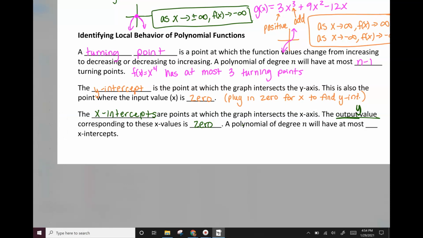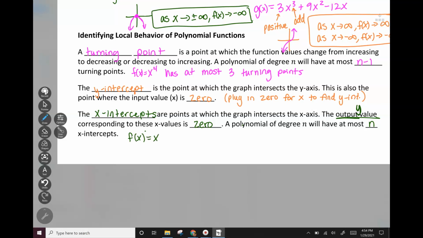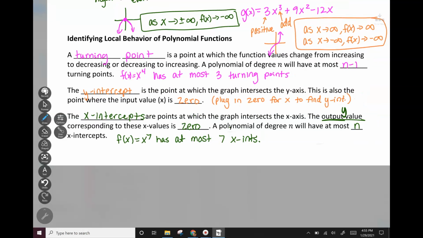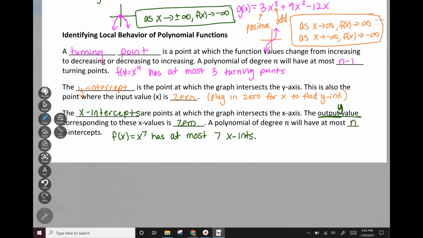A polynomial of degree n will have at most n x-intercepts. So if you have x to the power of 7, you're not going to have 10 x-intercepts. You're going to have 7 or fewer x-intercepts. All right. So a little information about behavior of polynomial functions there.